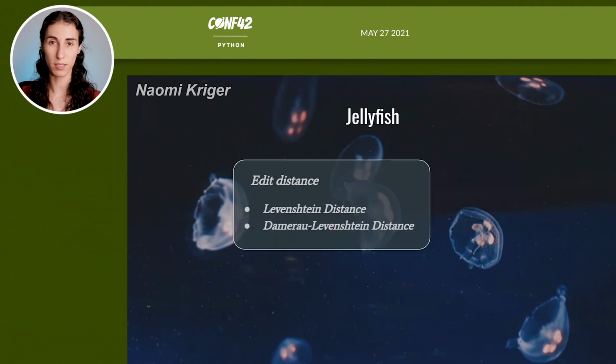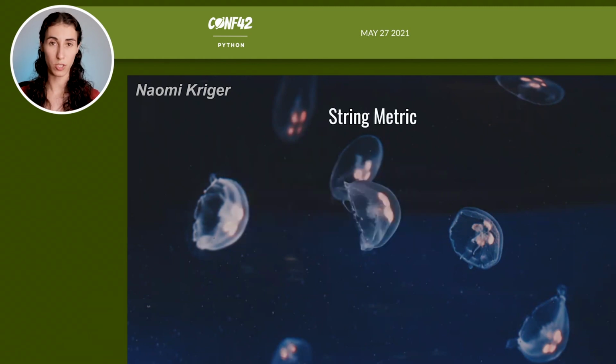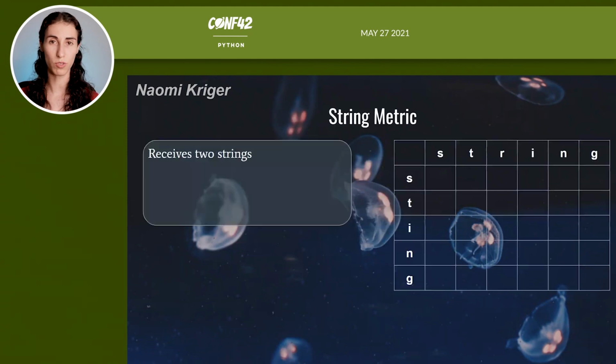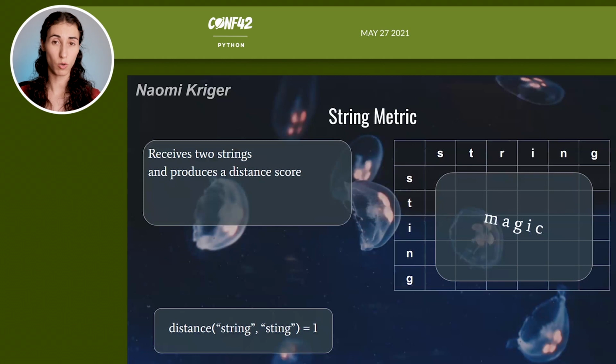So under edit distance, we will learn about Levenshtein distance and the Damerau-Levenshtein distance. But before doing so, I want to introduce a definition of string metric. A string metric receives two strings and produces a distance score by applying some sort of magic, as you can see. Now, both Levenshtein distance and the Damerau-Levenshtein distance are different types of string metrics, each of them with a slightly different logic to calculate the distance score.